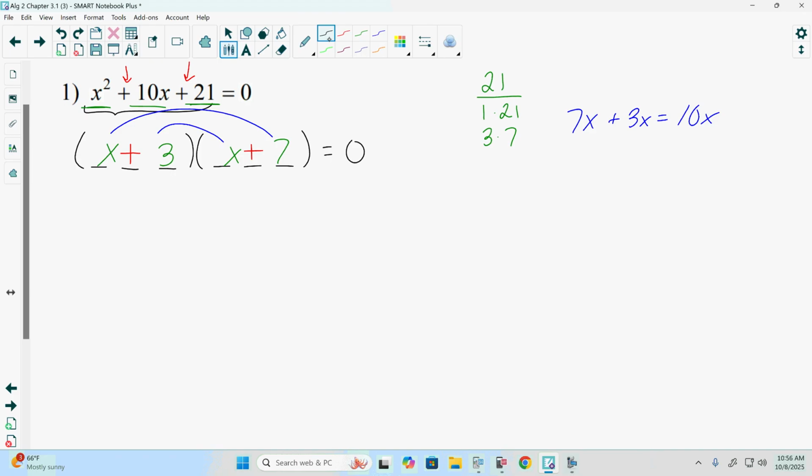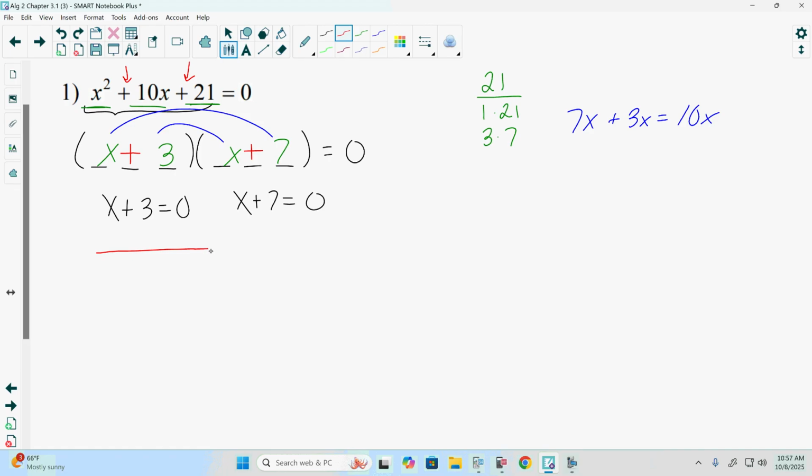Now, do I have two things multiplied together that equal 0? Yes, because x plus 3 is being multiplied with x plus 7. So that's telling me that either x plus 3 is equal to 0 or x plus 7 is equal to 0. So we factored it to get it in a form where we have two or more things being multiplied together to equal 0. So one of them has to be 0.